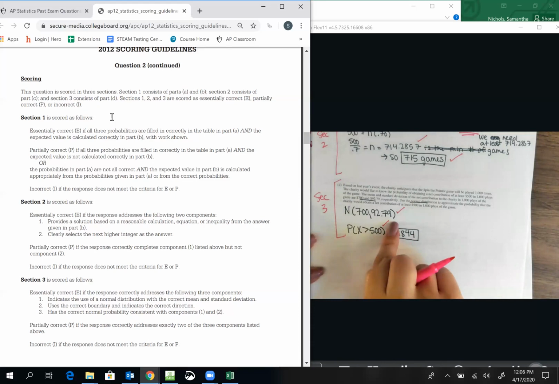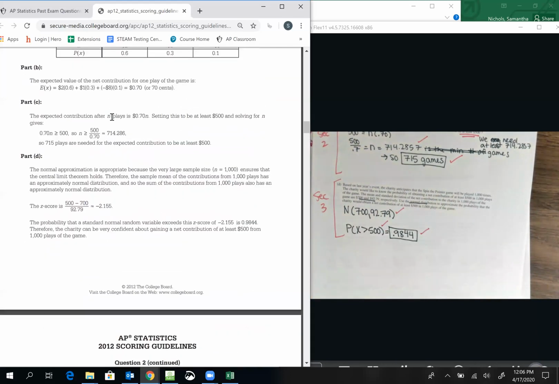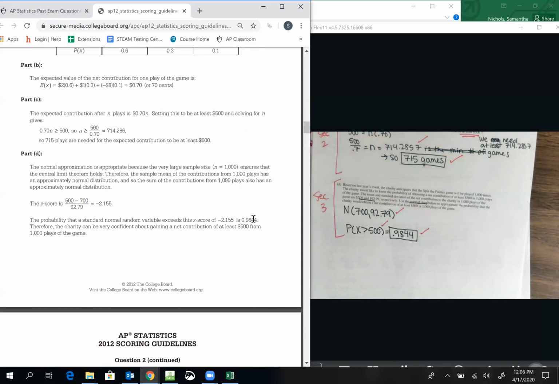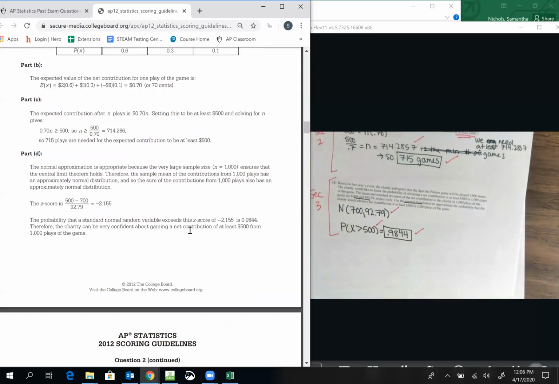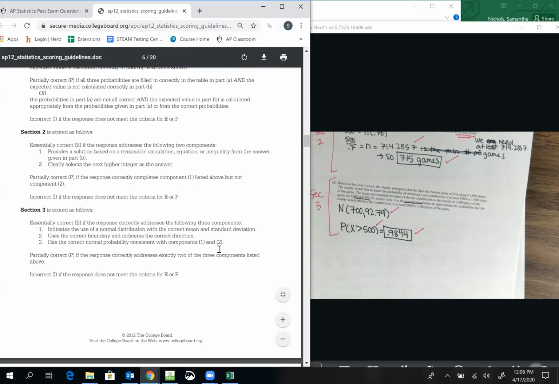They ask for the correct mean and standard deviation with the correct distribution like that, the correct boundary, and then the correct answer. Let me just confirm that is the correct answer. Yes, 0.9844. So you can see that they do it the long way here, but this has all three components. This should be the minimum amount of work you need to get full credit. If you have two of the three components, that's a partially correct. And the correct probability just has to be consistent with part 1 and 2. So if you made a mistake on part 1 or 2, but then you had an answer consistent with that, you could still get a partially correct.